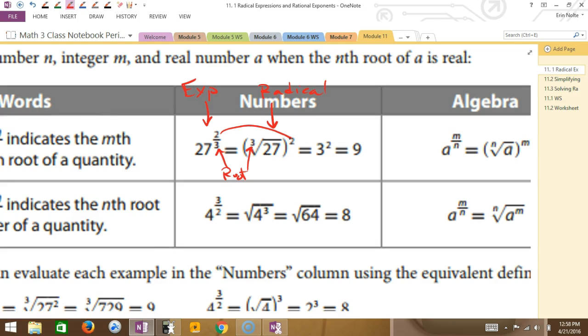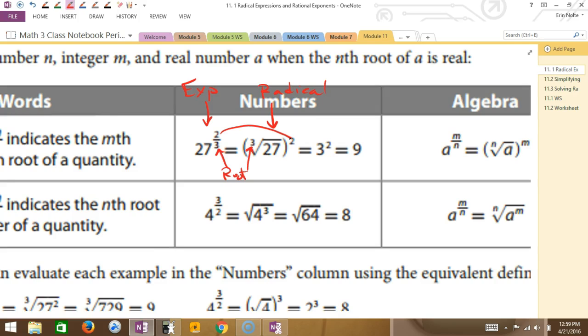Now notice the difference in the second example. We have 4 to the 3 halves. If I have a 2 on the bottom, what kind of root do I have? A square root. Notice they didn't put a 2 right here. You don't have to say a square root. That's implied if you do a radical. So I have the square root of 4 cubed.